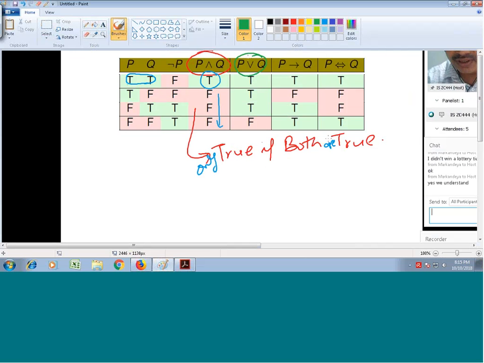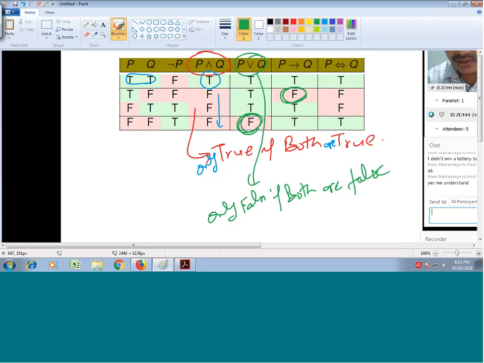Okay, what is P OR Q? It is only false if both are false. You see, this is the definition. It is false when both are false. Sorry, I should say it properly: when both are false, then it is false.